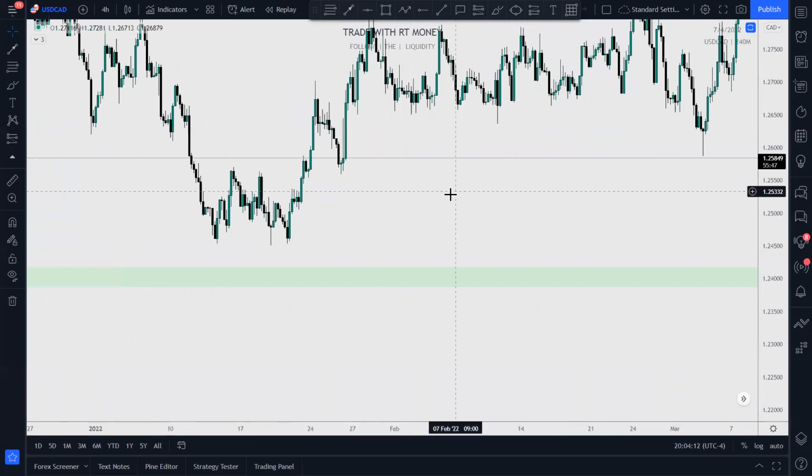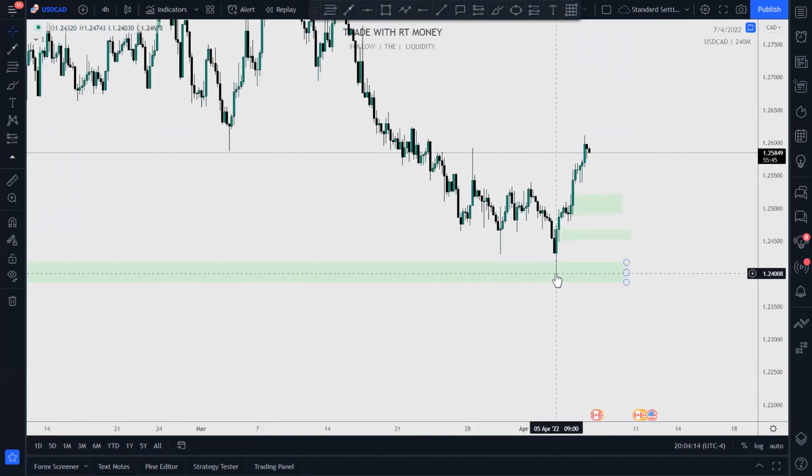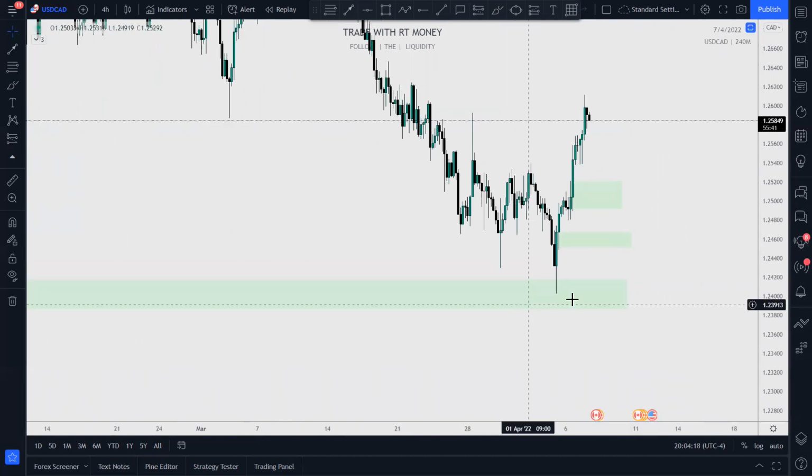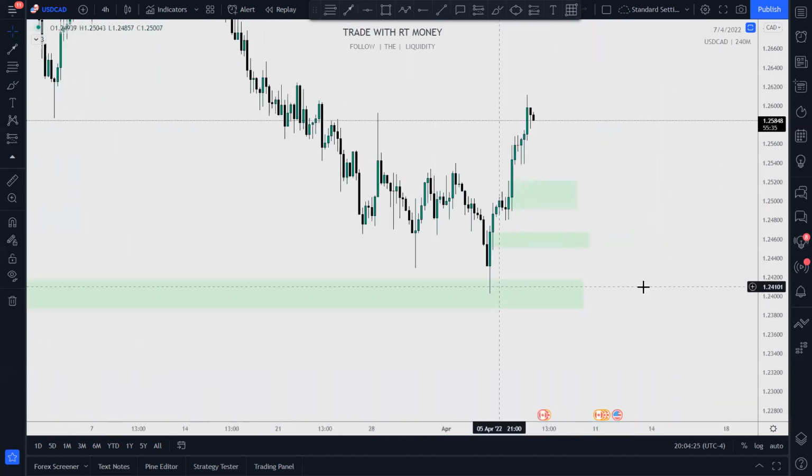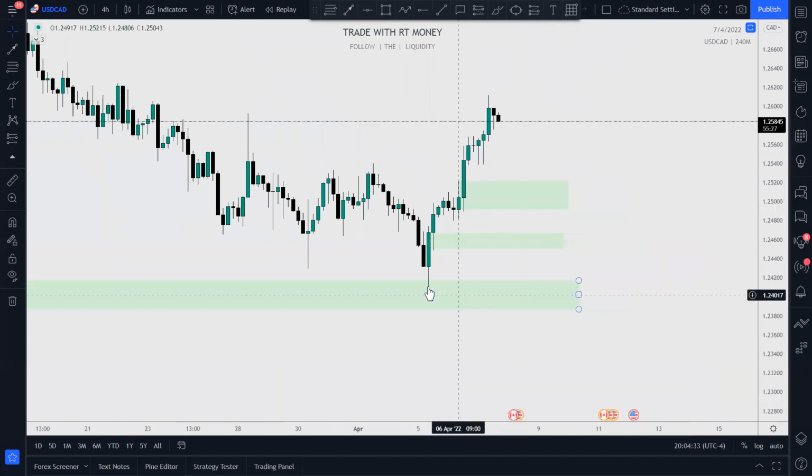How do I know? Because price hit there, right to the midpoint, exactly to the midpoint, to the pip. I always talk about that 50% mark of your supply and demand zones. That 50% mark, the median threshold, is very important. Now, you see the reaction here. What did we do in this reaction?